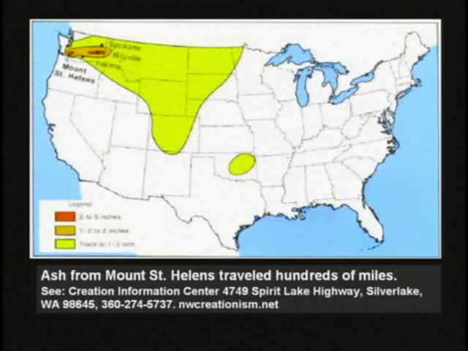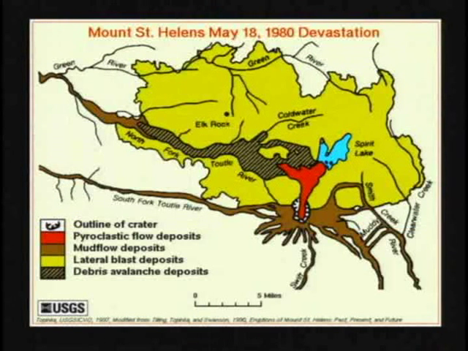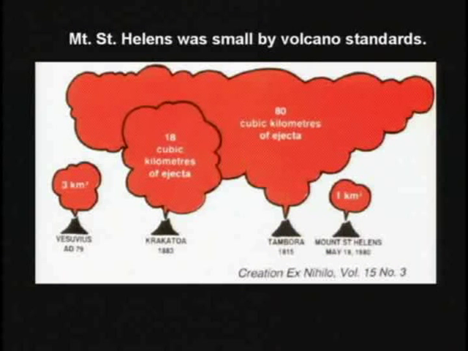Mount St. Helens, the day of the devastation. There were pyroclastic flows where the red is indicated there, mud flow deposits where the brown is, debris avalanche deposits, and a lateral blast, just a blast of steam and energy coming out, that knocked trees down in the light brown area there. And Mount St. Helens was a small volcano by volcano standards. Nothing like Krakatoa in Indonesia.